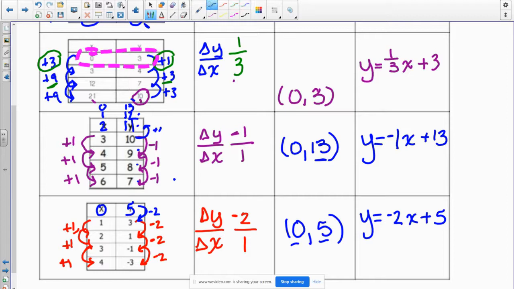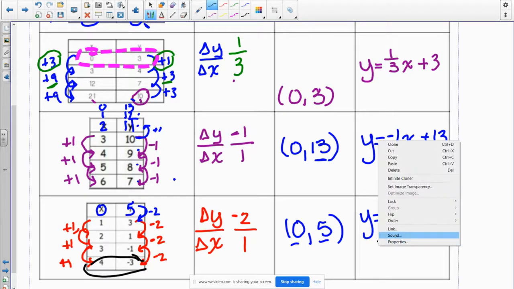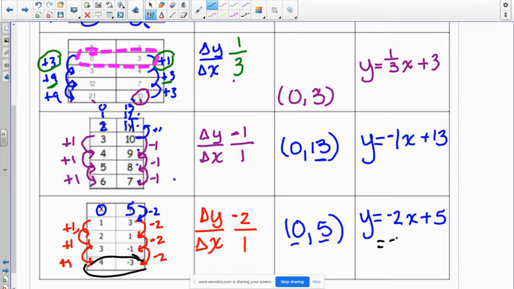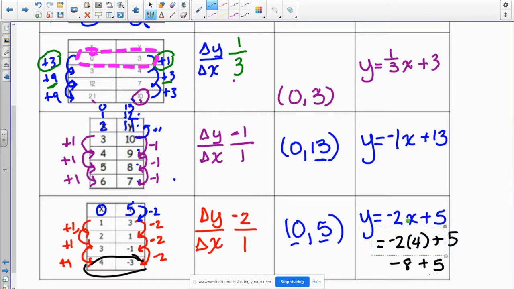We'll just check this one quick. I'll pick that bottom point. So if I put in 4 for x, so -2 times 4 plus 5. So -2 times 4 is -8. Add 5, that'd make -3. And if I look closely, the good news is that -3 should be my y value. So I know that is correct.